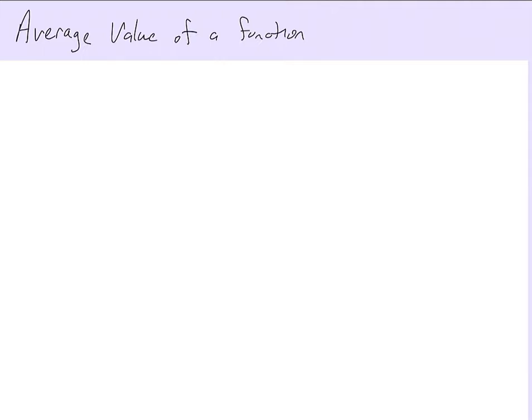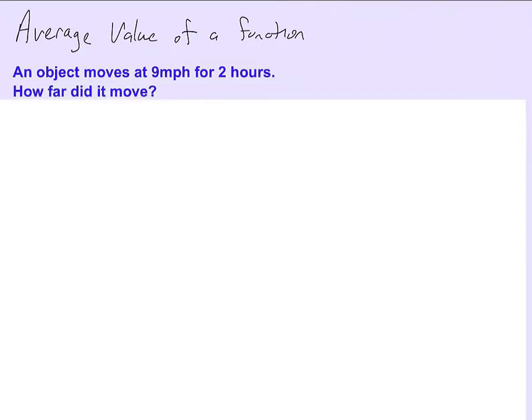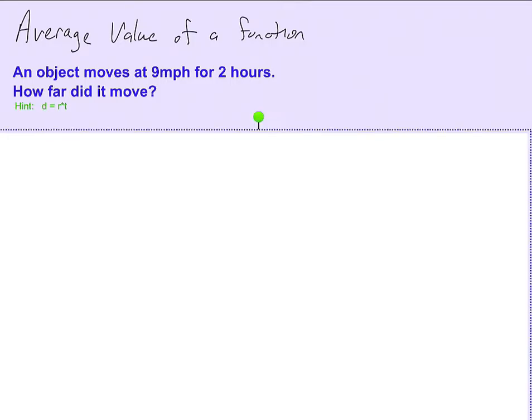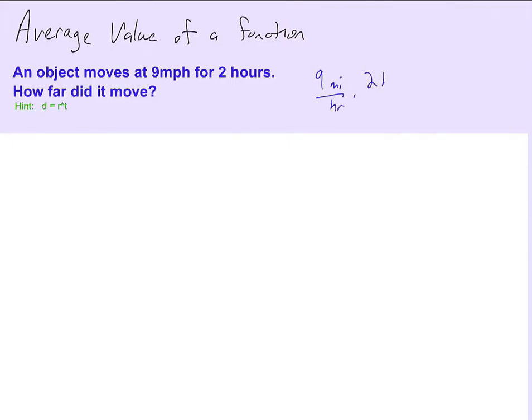I'm going to start by asking some really easy questions. First, an object moves at 9 miles per hour for 2 hours. How far did it move? No tricks. Distance is equal to rate times time. And so it's 9 miles per hour times 2 hours. Remember, the hours cancel out, and we get 18 miles. No tricks.